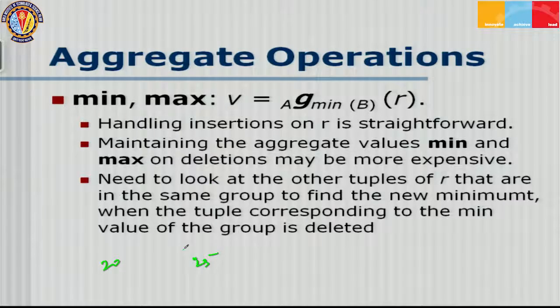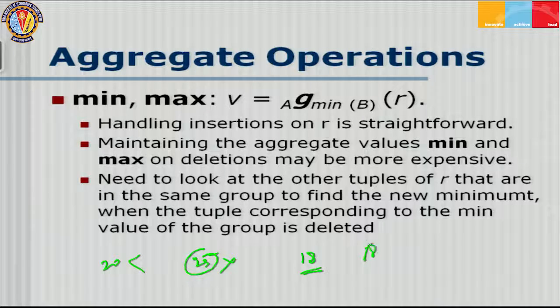Suppose I am doing min. I just need to compare it with the current min, right? If it is more than the current min, I do not do anything. But suppose this value was 18. Now I have to set the new minimum as 18 instead of 20. So handling insertions is simple. Maintaining the aggregate values min and max on deletions may be more expensive.